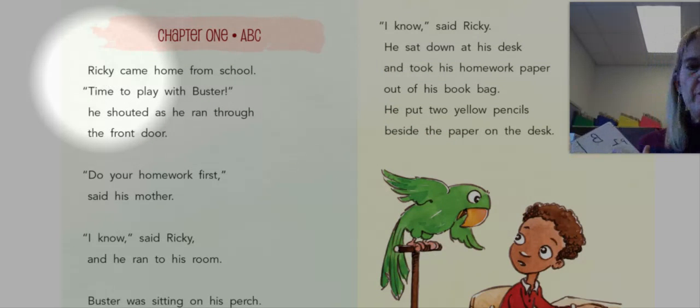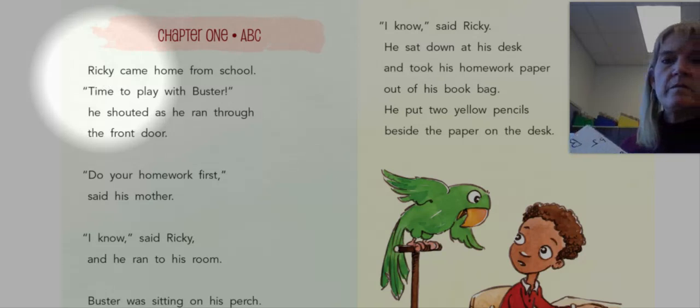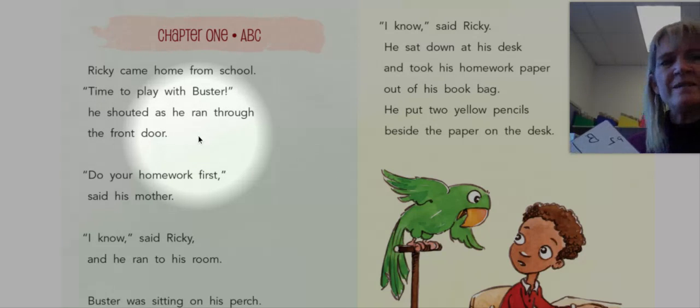So my first page number, it says page 2. So I'm going to read page 2, and I'm going to think about what's something I really want to remember about the beginning of the story.